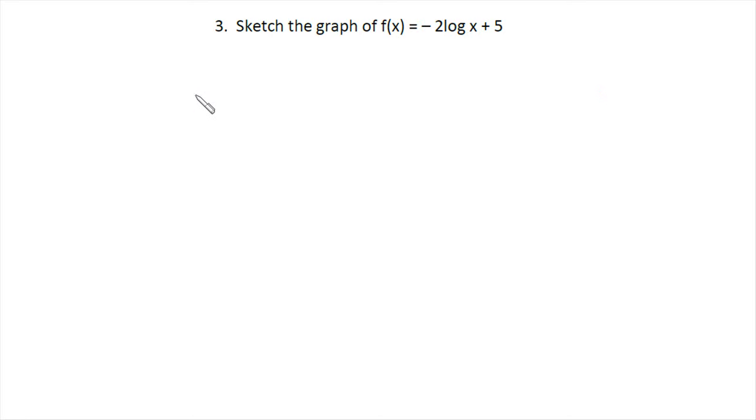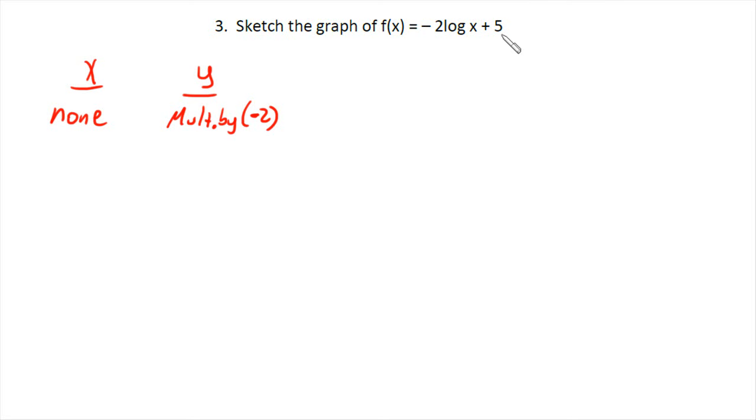Now for problem 3, sketch the graph of f of x equals negative 2 times log of x plus 5. So same process. What's happening to y? What's happening to x? X, no changes. Nothing's going on here with x. Y will be multiplied by negative 2. So we'll take all of that at one time, multiply by negative 2. It's going to be a reflection and a vertical stretch. That's what it's actually doing. But when we're making these tables, we can accomplish all of that at one time by multiplying by negative 2.